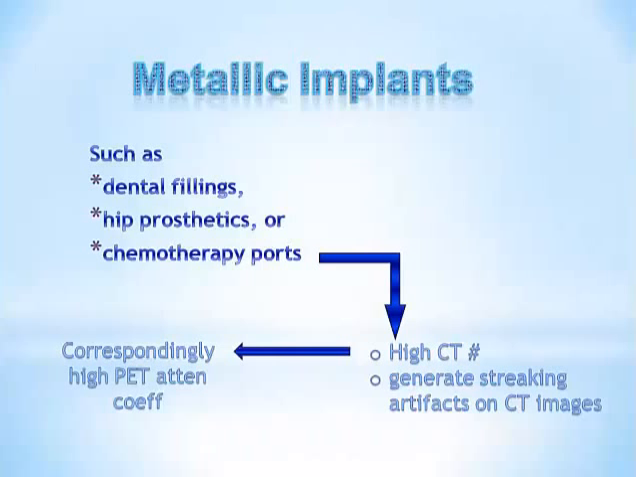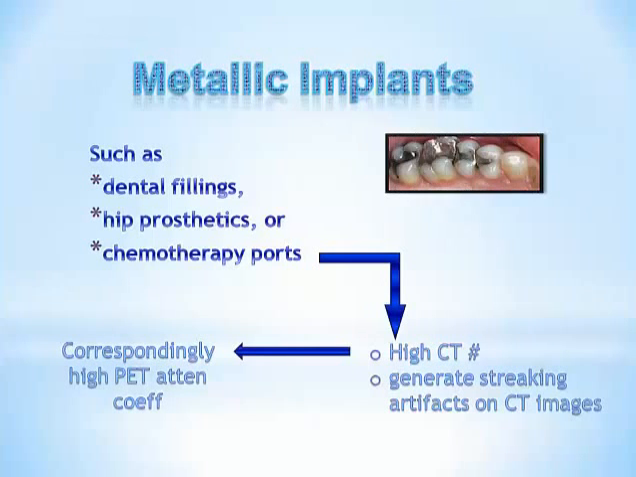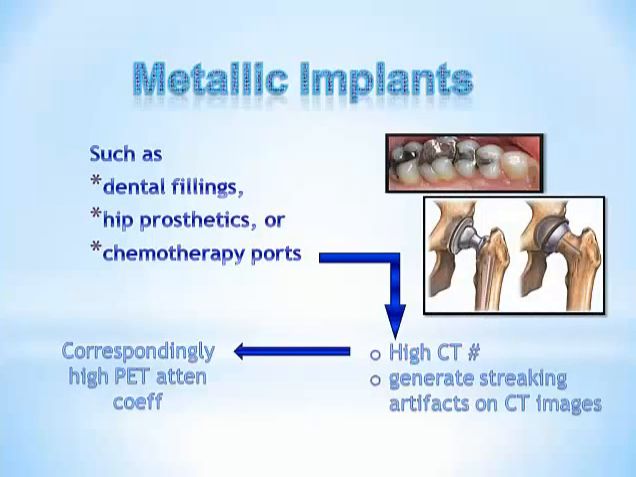Metallic implants such as dental fillings, hip prosthetics, or chemotherapy ports will produce high CT numbers and generate striking artifacts on CT images. And that's due to the high photon absorption. This will result in a correspondingly high PET attenuation coefficient, which will lead to misinterpretation of PET images.